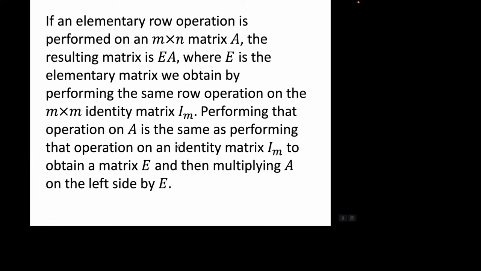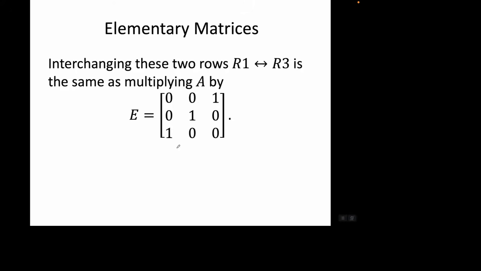If an elementary row operation is performed on an m by n matrix A, the resulting matrix is EA, where E is the elementary matrix we obtain by performing the same row operation on the m by m identity matrix I sub m. Performing that operation on A, in other words, is the same as performing that operation on an identity matrix I sub m to obtain a matrix E and then multiplying A on the left side by E. I'll show you an example.